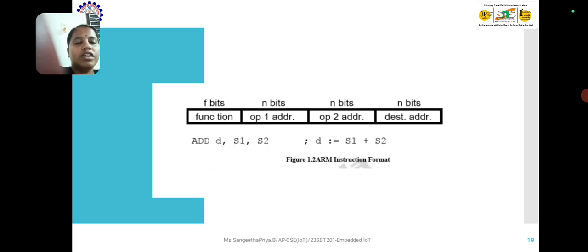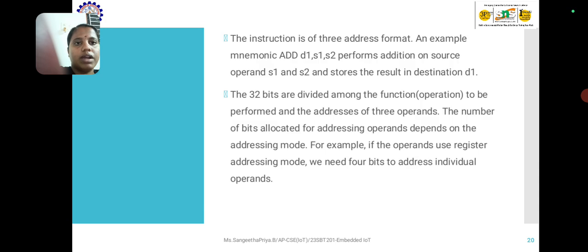This is the functional representation of the ARM instruction format. The instruction is in three address format. An example mnemonic, ADD D1, S1, S2, performs addition on the source operands S1 and S2 and stores the result in the destination D1. The 32 bits are divided among the function to be performed and the addresses of the three operands. The number of bits allocated for addressing the operands depends upon the addressing mode. For example, if the operands use register addressing mode, we need 4 bits to address individual operands.